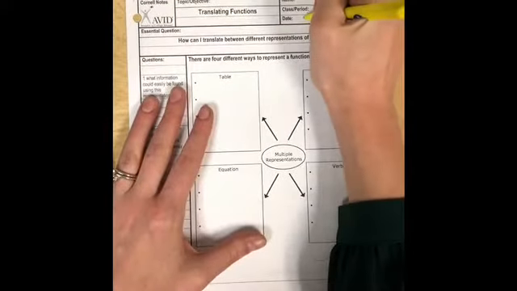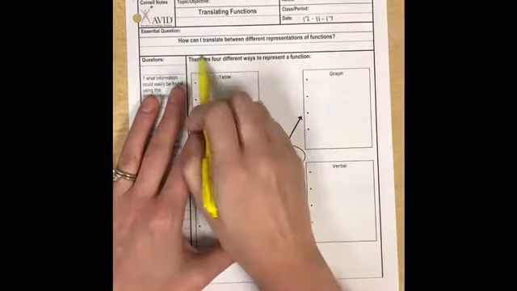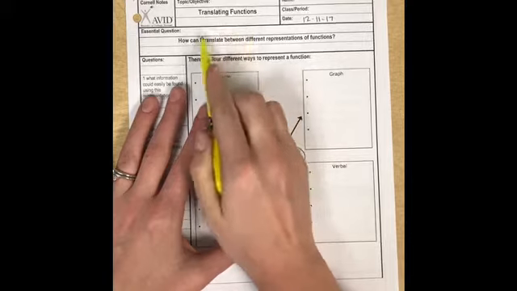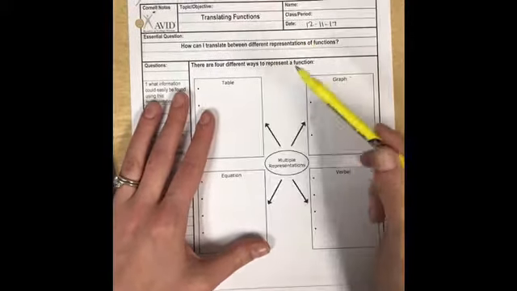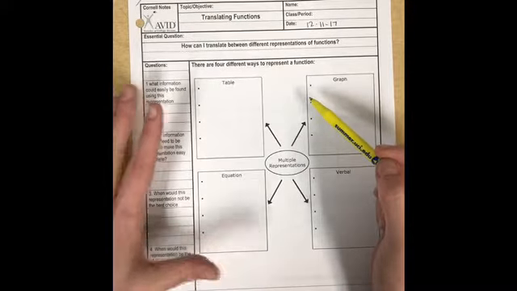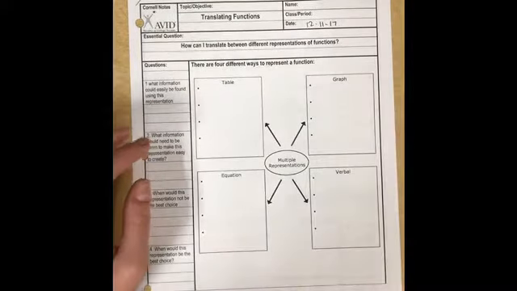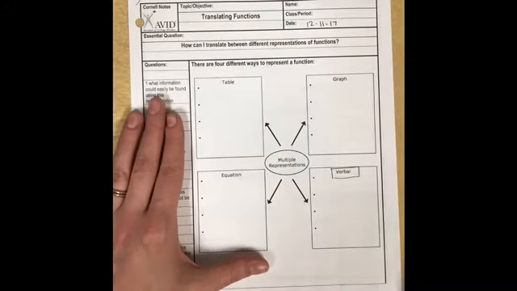So today is 12/11/17. We're talking about translating functions today, and our essential question is, how can I translate between different representations of functions? Over the past couple of days, we've really talked about different types of functions. The particular ones that we're going to talk about today are going to be verbal.